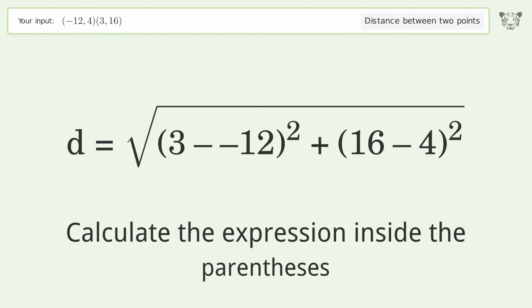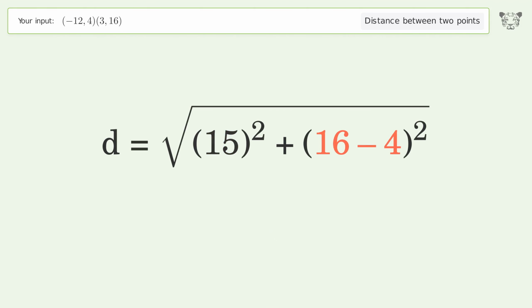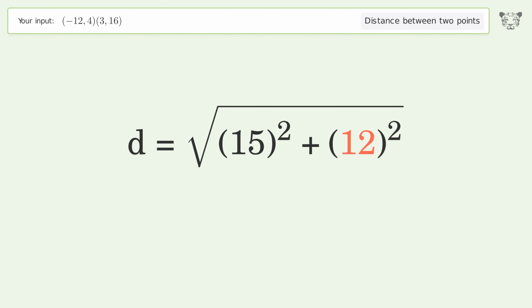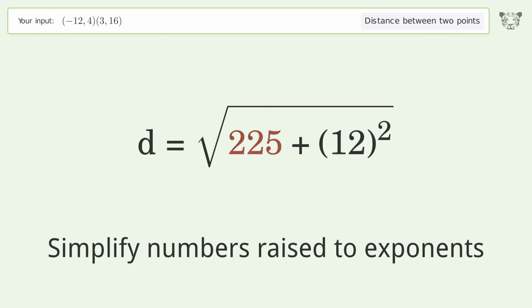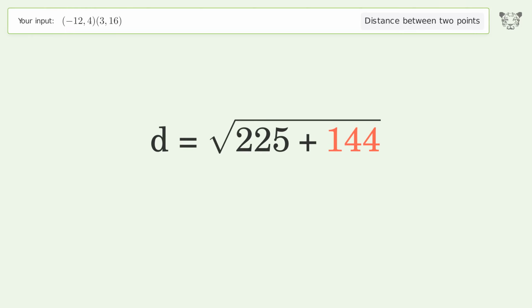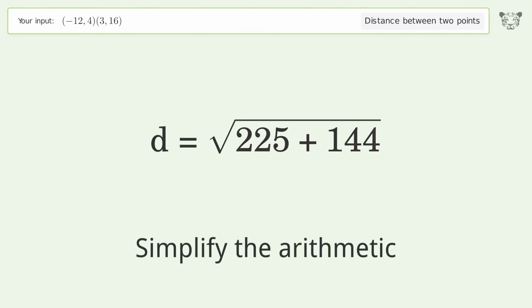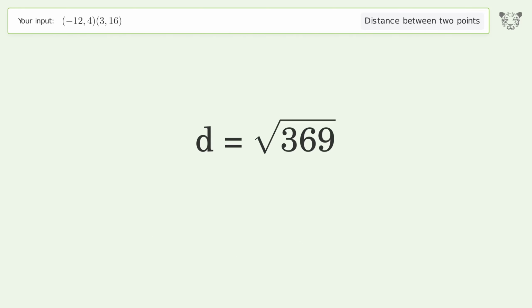Calculate the expression inside the parentheses. Simplify numbers raised to exponents. Simplify the arithmetic. And so the distance between the 2 points is the square root of 369, or 19.209.